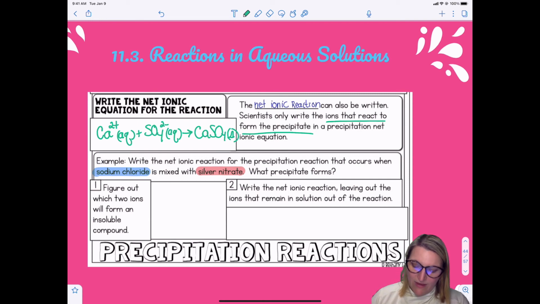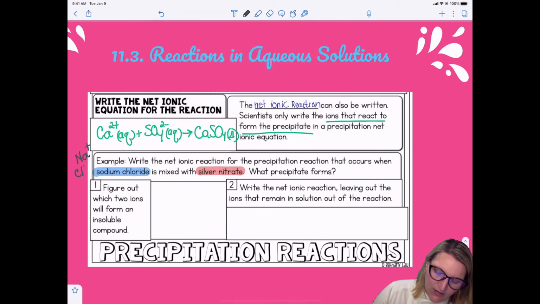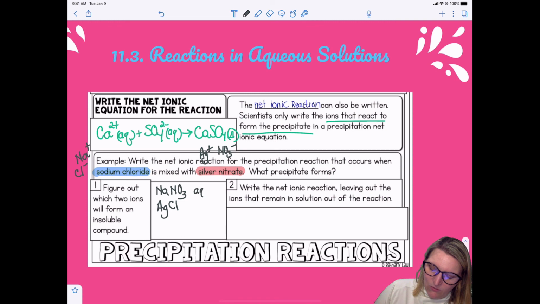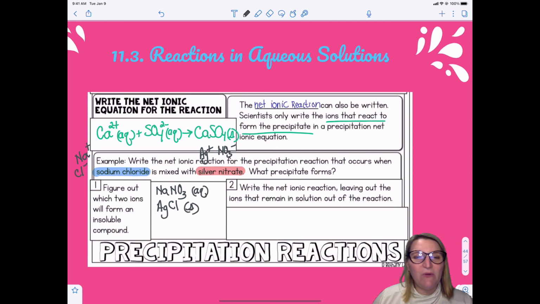Another example of this: write the net ionic equation for the precipitation reaction that occurs when sodium chloride is mixed with silver nitrate. So, number 1, figure out which ions will form an insoluble compound. So what are the 2 possible products? Well, we have, let's see, sodium is +1, chloride is -1, silver is +1, nitrate is -1. So my possible products are NaNO3 and AgCl. Like I said, we're going to learn in 1 second how to tell which one is aqueous and which one is solid. It's that silver chloride that was solid.